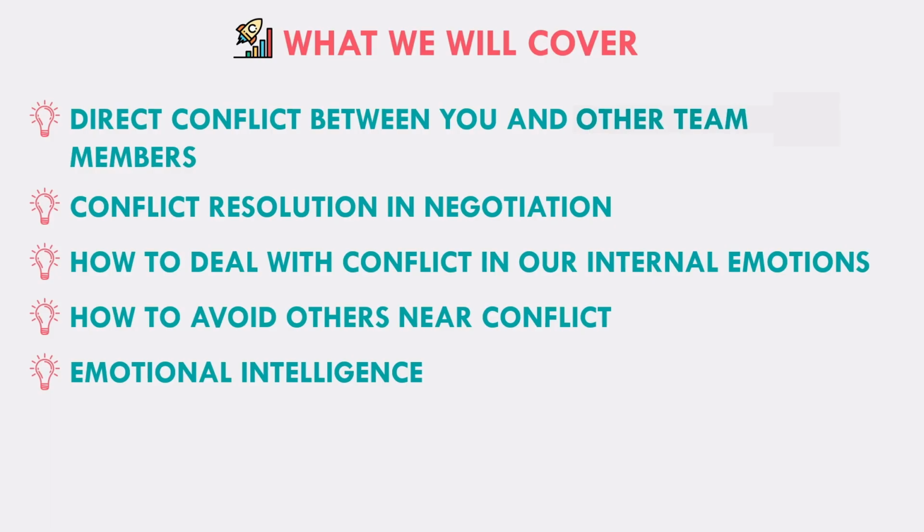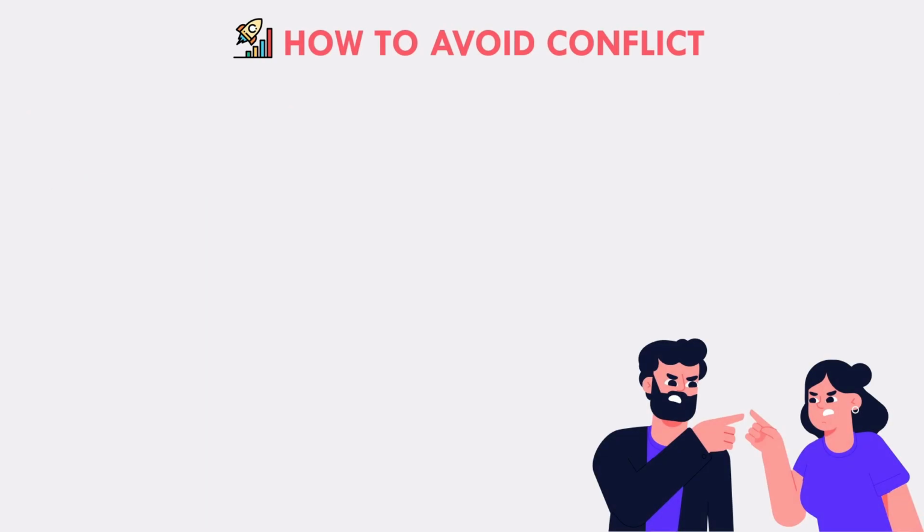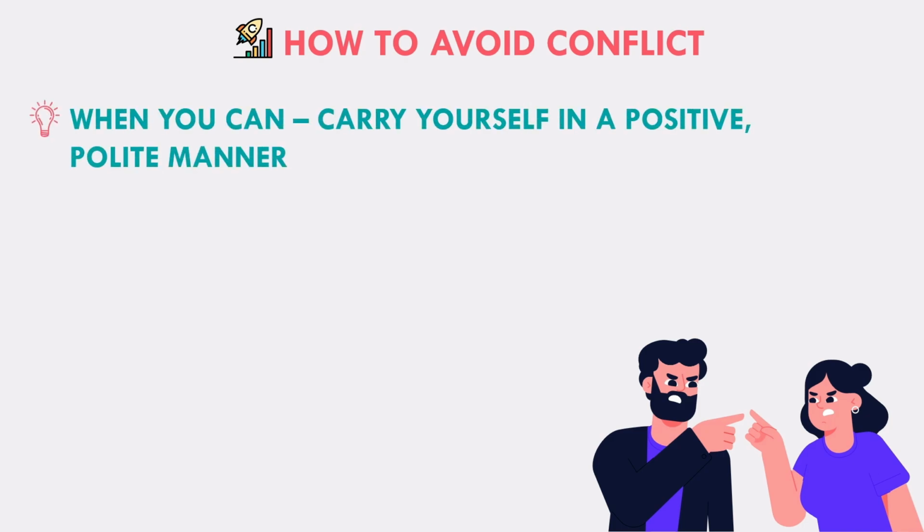So some of this we're going to cover in this video, some of this we're going to cover in the next videos. In this video, let's talk about how to avoid conflict, because it's like when you go to the doctor, they'll tell you, I'd rather give you things to prevent the problem rather than dealing with the problem. So this is really important. Let's prevent the problem from ever happening anyway, as much as possible. So when you can, you want to carry yourself in a positive, polite manner. Few people start problems or conflicts with people who are pleasant and nice. It's just self-evident.